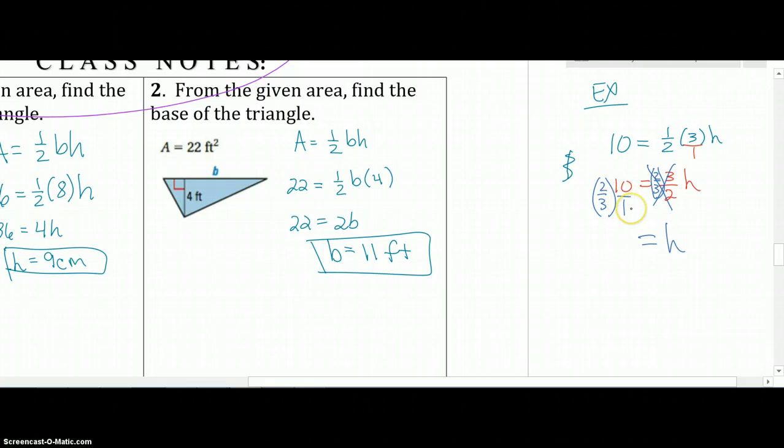Again, 10 is over 1, and you multiply fractions straight across, so 2 times 10 is 20. 3 times 1 is 3. So you'd have a height of 20 over 3, which is 18 2/3 if you made it into a mixed number. Okay? So the process is exactly the same if it doesn't divide evenly, but you'll solve it a little bit differently.